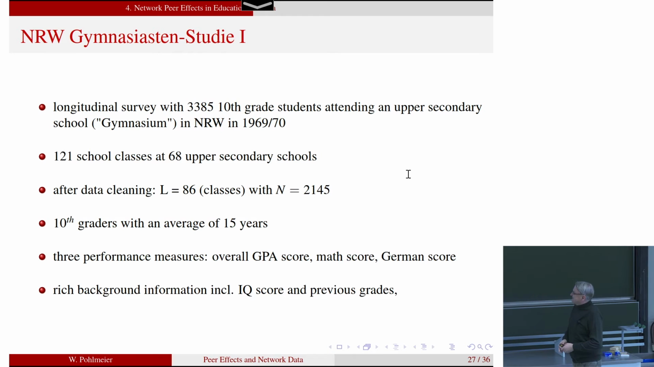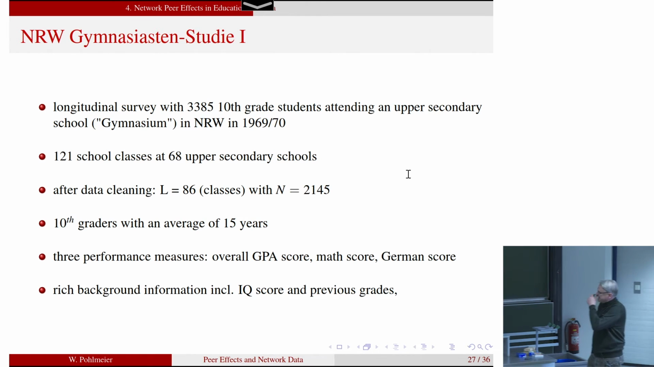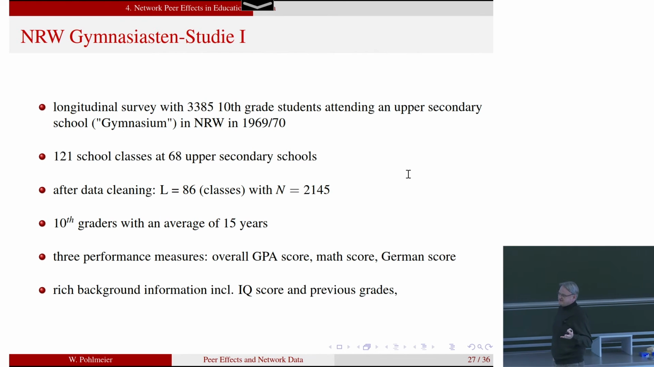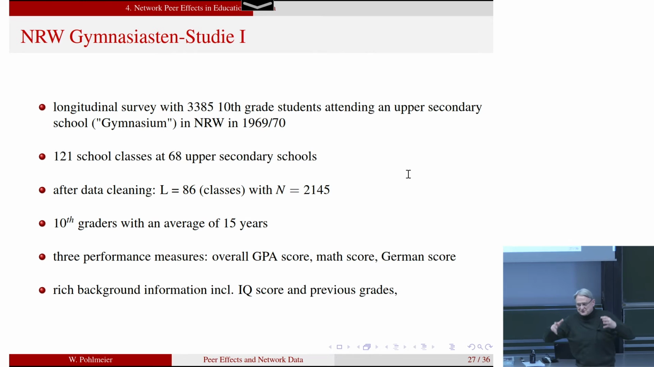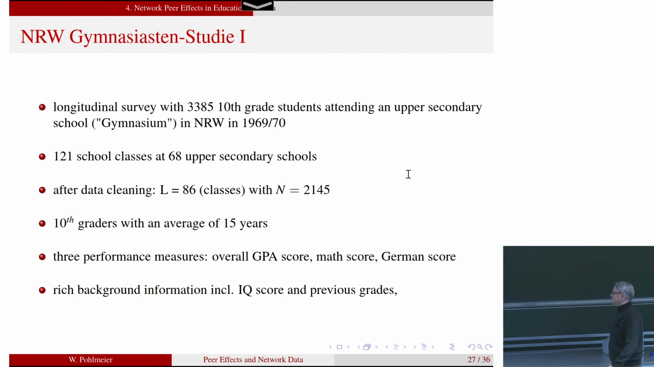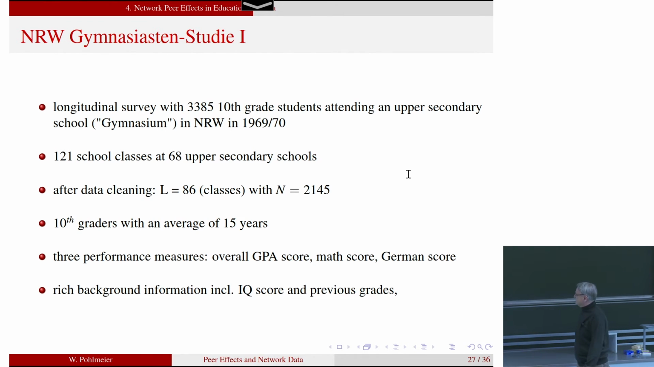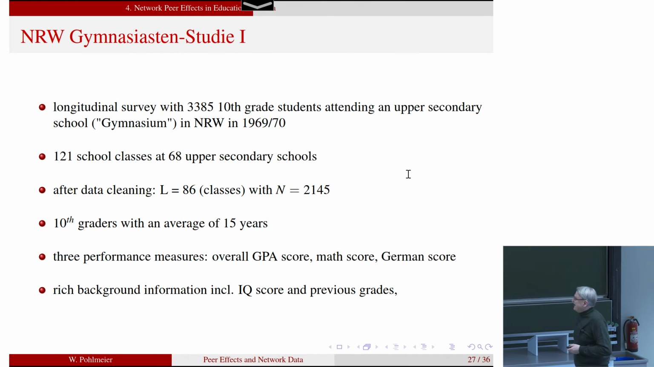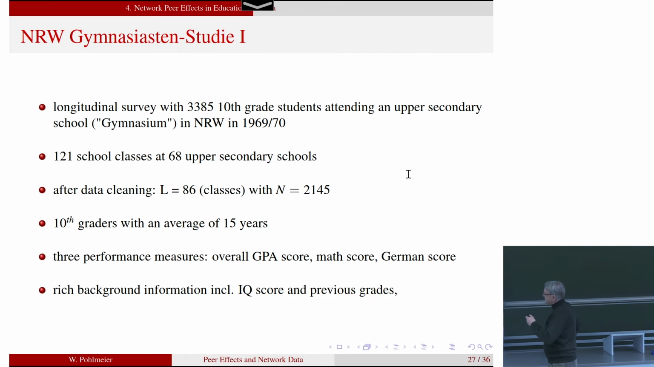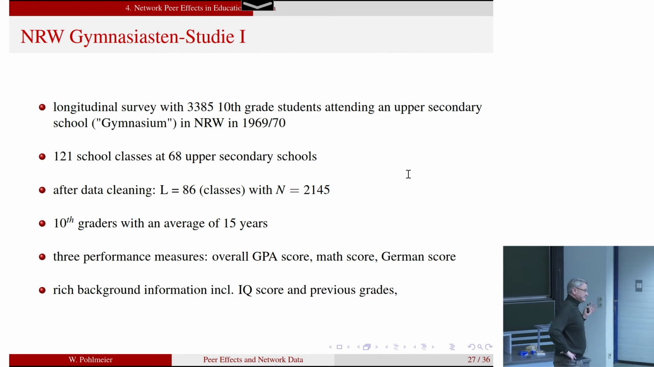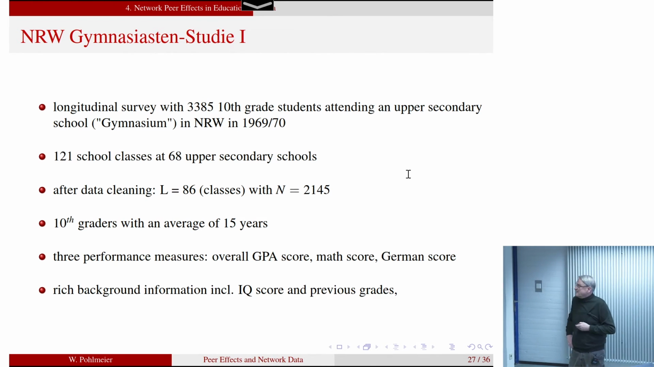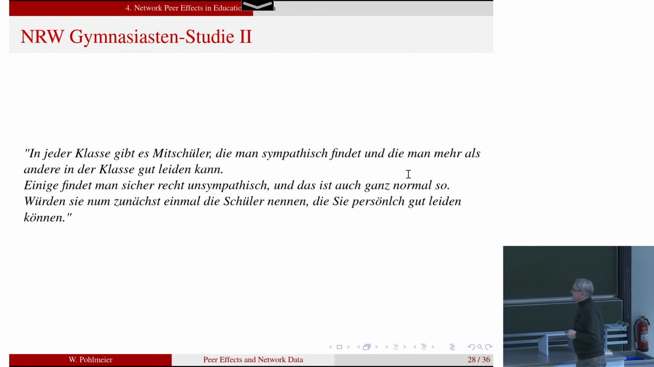Our study is based on data from 121 school classes, then 68, and then we have 86 classes. Yeah, and we look at 10th graders at year 15, which is kind of nice because 10th graders don't have this coursework. So they are really still working in a classroom together, more or less, at that time anyway. We have different performance measures. I just want to report on the GPA score, the Allgemeine Durchschnittsnote, as the performance measure, and then we have quite interesting background variables, IQ, which is very rare in social studies, that you have the IQ of the people in the sample. Of course, the education of the parents and so forth.